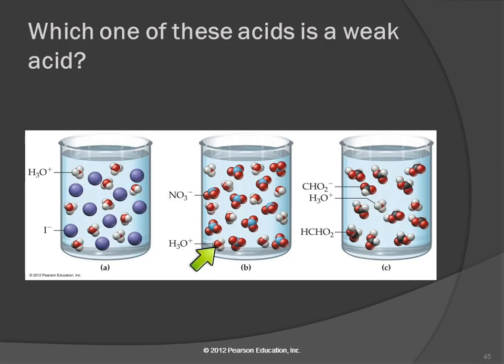How about this one? We've got two kinds of particles here. We've got nitrate ions and hydronium ions. Strong or weak acid? Strong. It all dissociated. Over here we've got formic acid. So we've got some hydronium ions, and we've got some formate ions, but we also have a lot of these molecules. Strong or weak acid? Weak acid. It does not all come apart into ions. That's what a weak acid is.